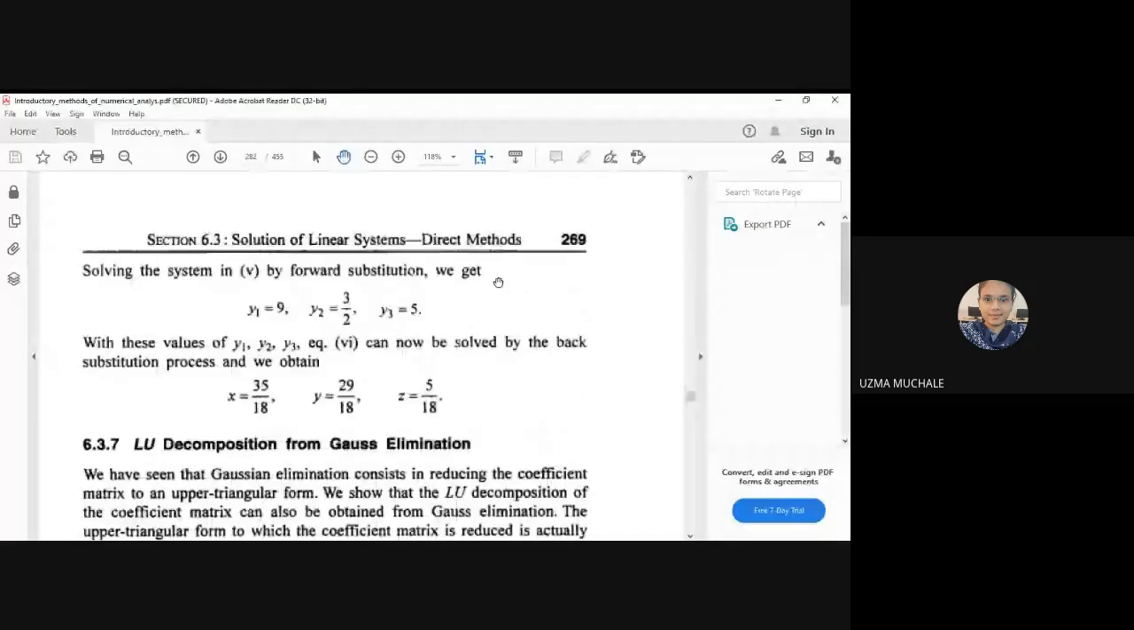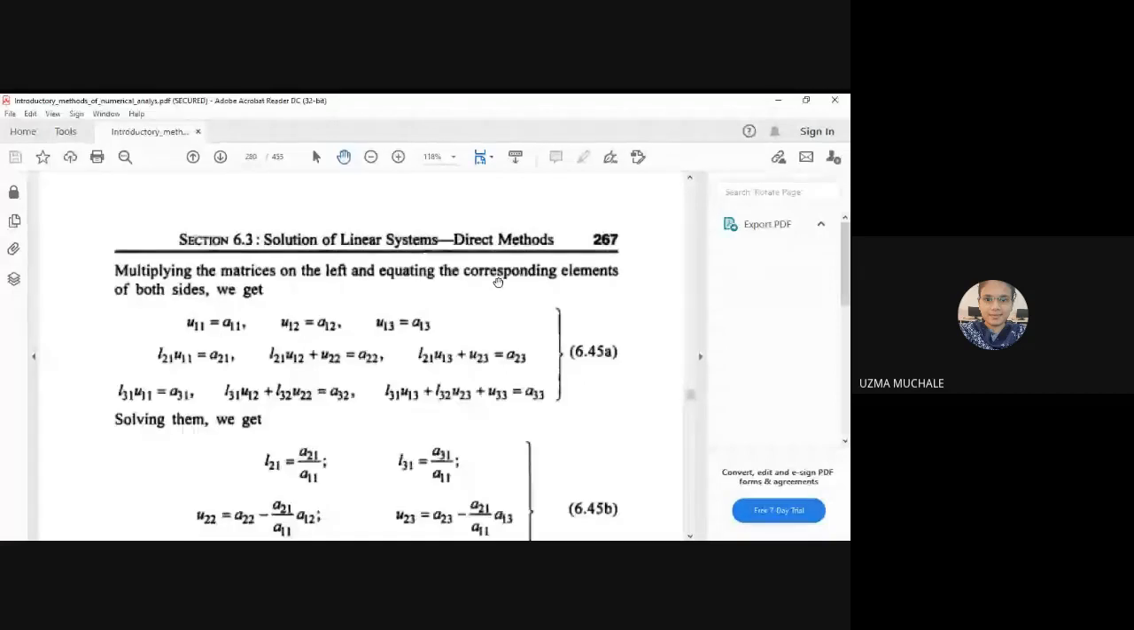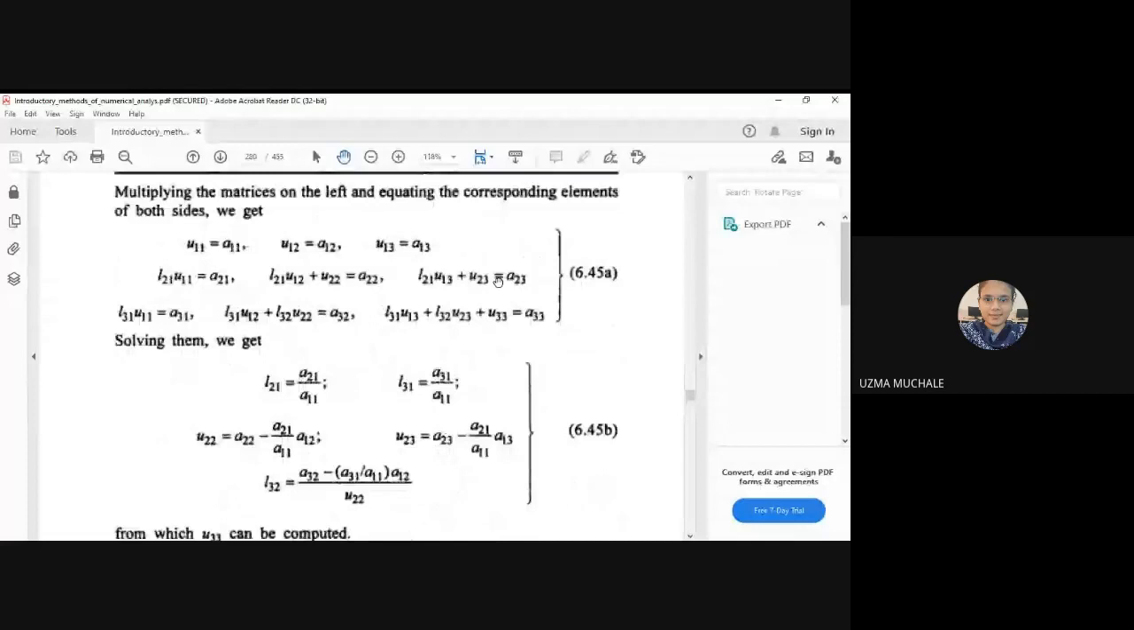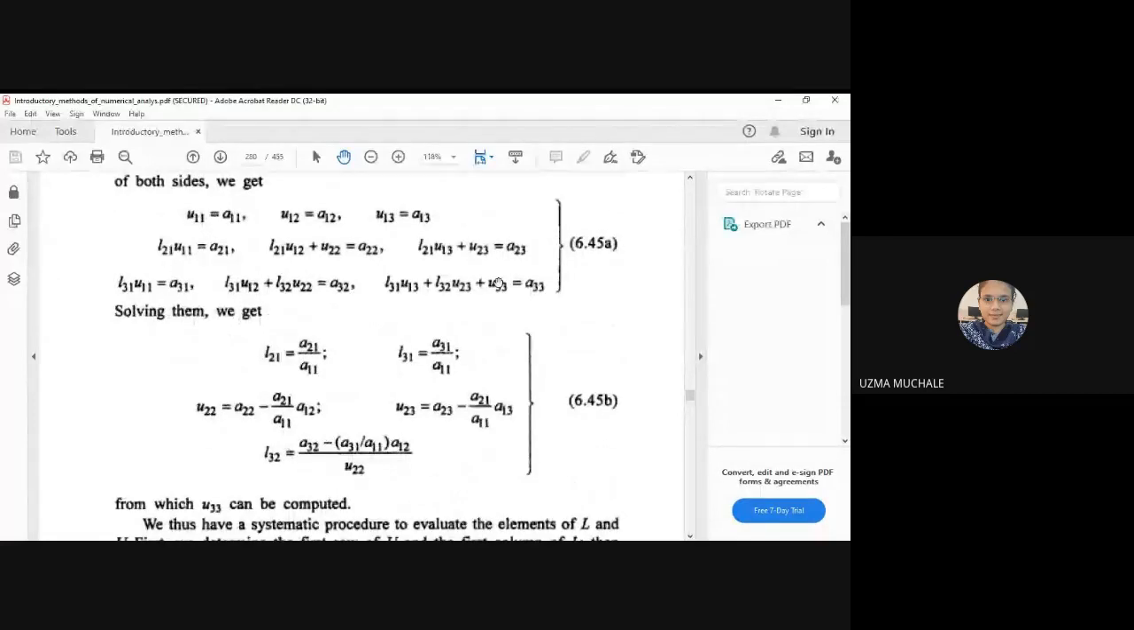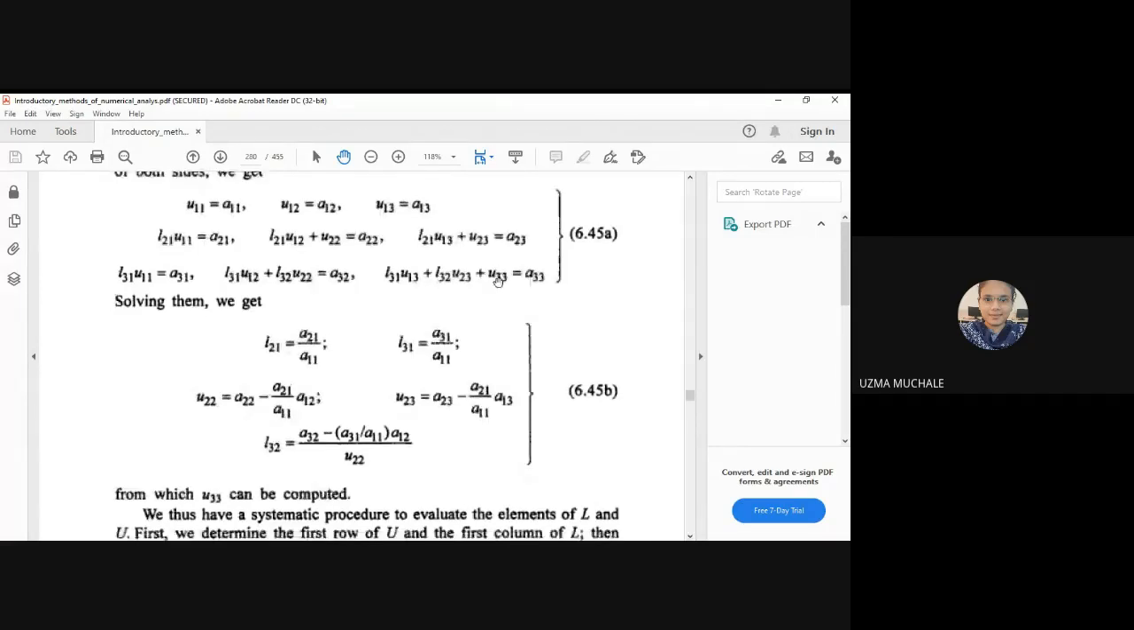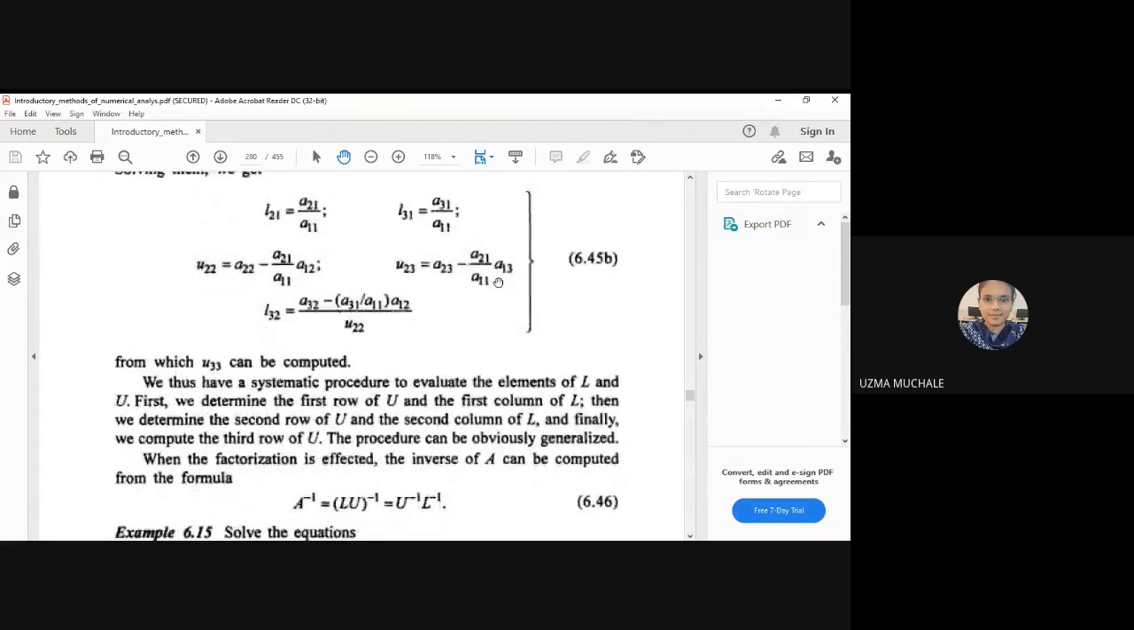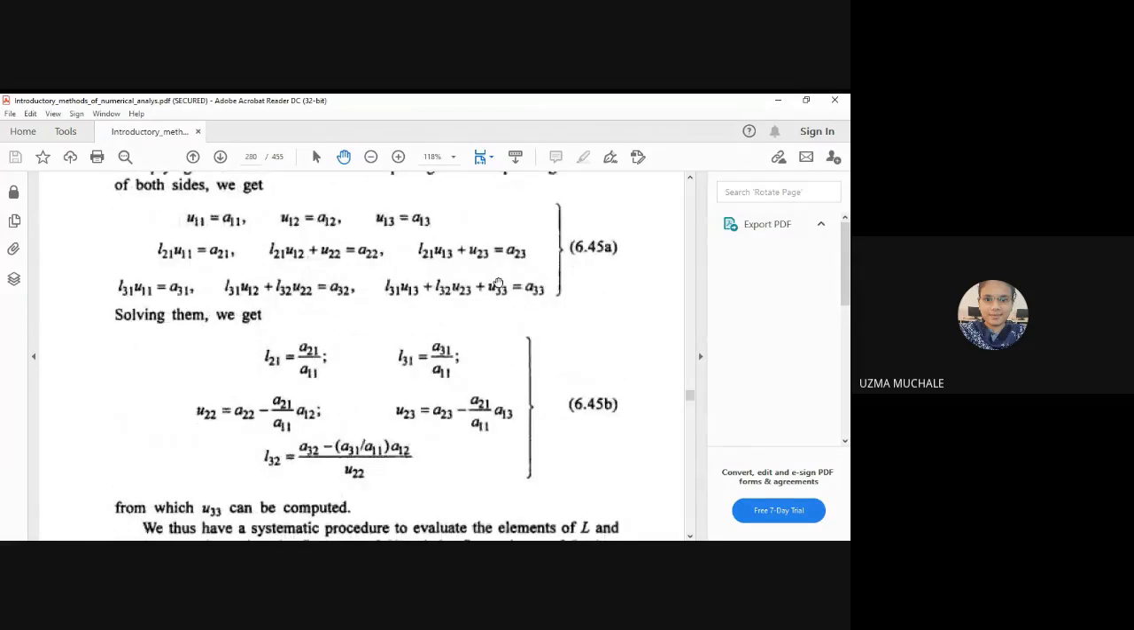Have you been able to see these equations? We have 9 equations, and the values of all the terms are given. U11, U12, U13 are easy to get. The next are L21, L31, U22, U23, L32. Those who want to write them down, you have to write all these 9 formulas so that you can solve examples using the LU decomposition method. You can see the page number also. It is page number 280 from your recommended book.